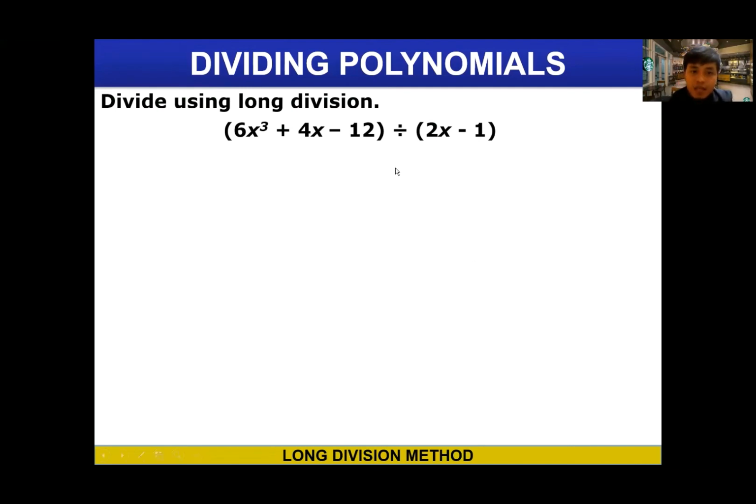Let's see if this is written in standard form. It is written in standard form because the degree of the terms is decreasing, so it is arranged in descending order. But notice that some degrees of the terms are missing. Next to 3, the exponent should be 2. So therefore, we will add 0 as a placeholder for that.